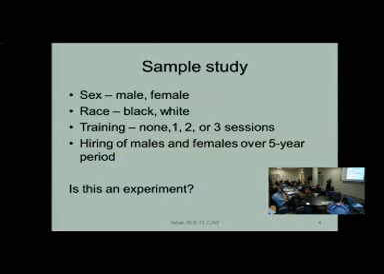They either get no training, 1 training session, 2, or 3, and then the investigators look at the extent to which males and females are hired in some institution or organization over a 5-year period. All right, is this an experiment? Not everything is an experiment. Some things are studies. In experiments, you control the independent variable. So is this an experiment?